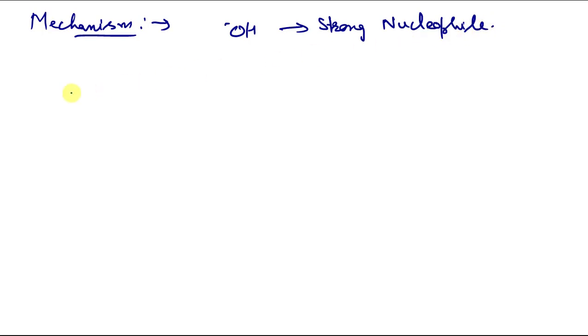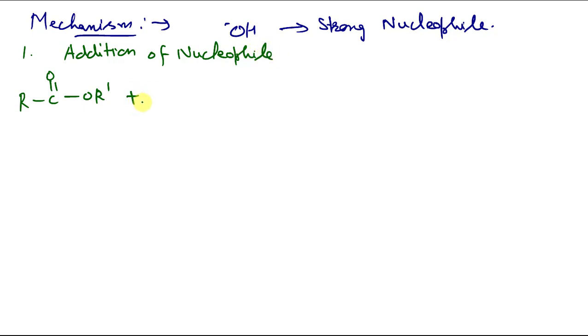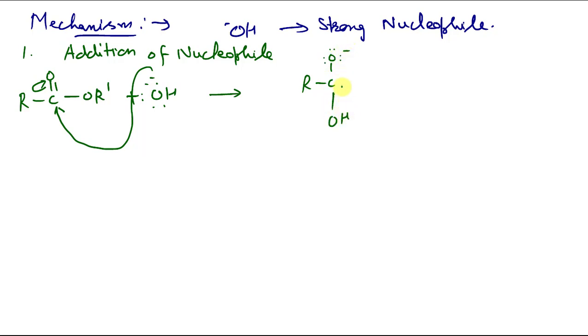So let us write the ester molecule, RCOOR dash. The first step is addition of nucleophile, or we can say attack. Addition of nucleophile, that is our first step of this mechanism. Plus OH negative, so it will attack this carbon here, so what we will get is R C O negative OH OR dash.